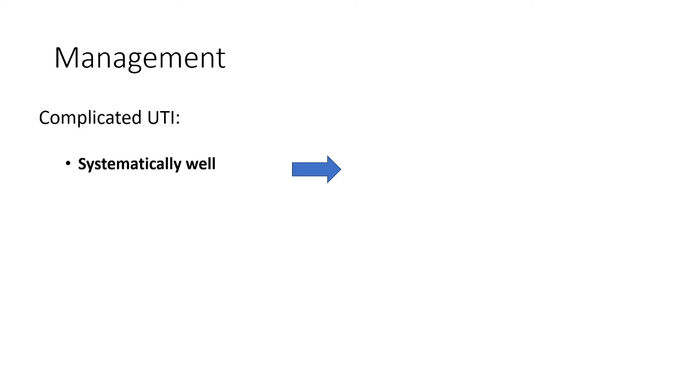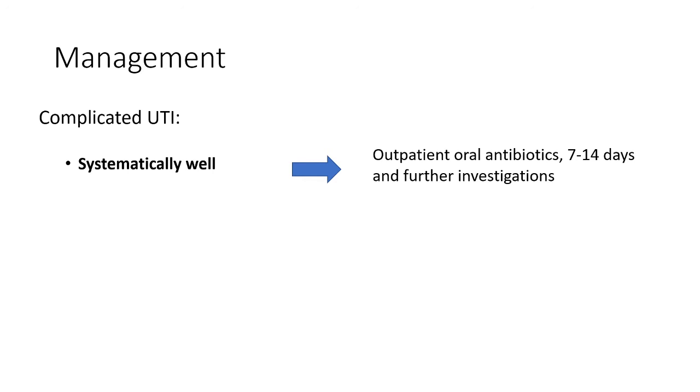For complicated UTIs, urine culture and antimicrobial sensitivity are required, and the choice of treatment should be based on confirmed sensitivities. Longer courses of up to 14 days of oral antibiotics are generally used in contrast to uncomplicated cases.